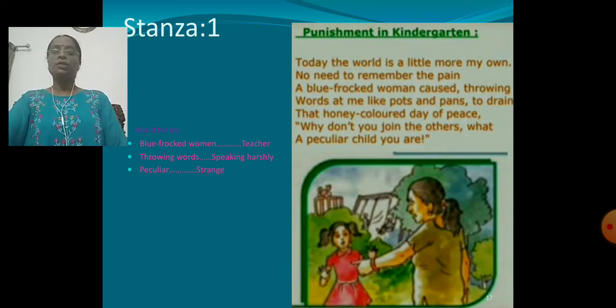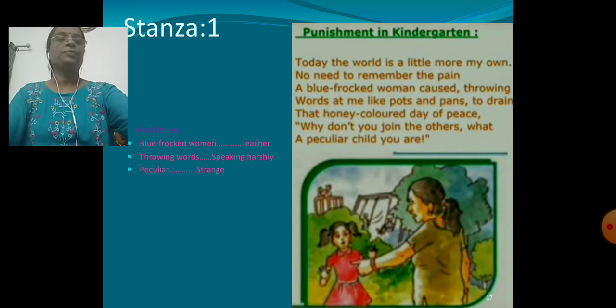While other students were merry making and enjoying with each other, playing together. Now, after many years, she has grown into an adult. Now she has become a mature person, and she has only a faint memory of the blue-frocked woman and the laughing faces of the children.